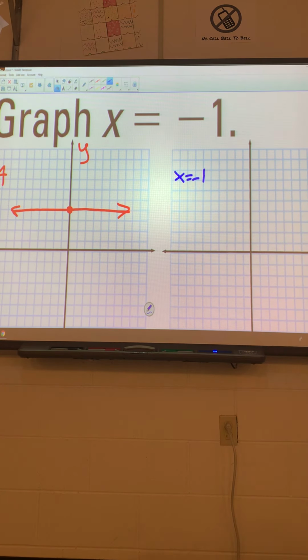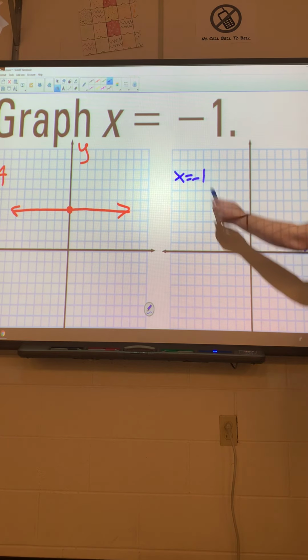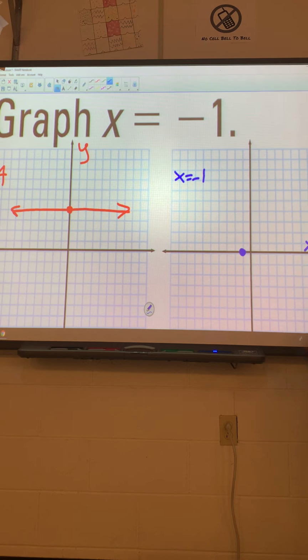Let's graph x equals -1 on this second one. Now this only crosses the x-axis, which is this axis. And it's going to cross it at -1. Since there are no y's in my equation, it cannot cross the y-axis. So it will be parallel to the y.